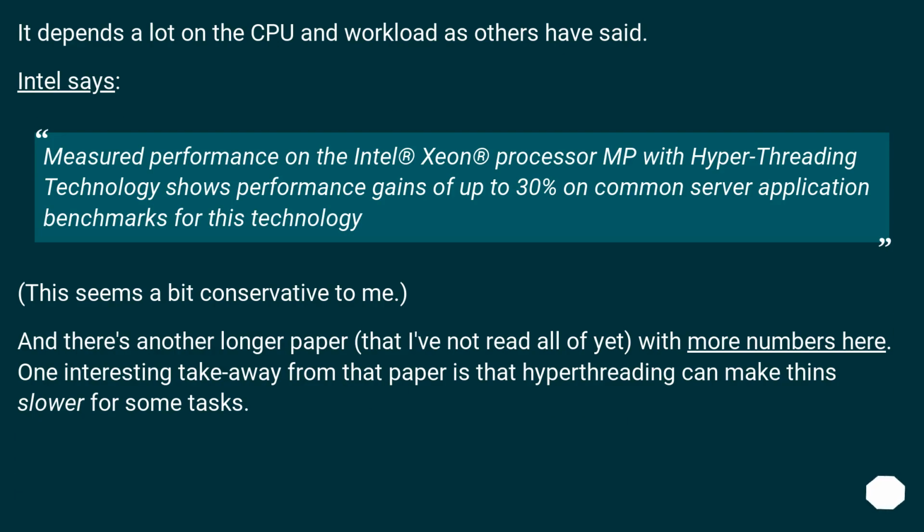It depends a lot on the CPU and workload, as others have said. Intel says: "Measured performance on the Intel Xeon processor MP with hyperthreading technology shows performance gains of up to 30% on common server application benchmarks for this technology." This seems a bit conservative to me. And there's another longer paper, that I've not read all of yet, with more numbers here. One interesting takeaway from that paper is that hyperthreading can make things slower for some tasks.